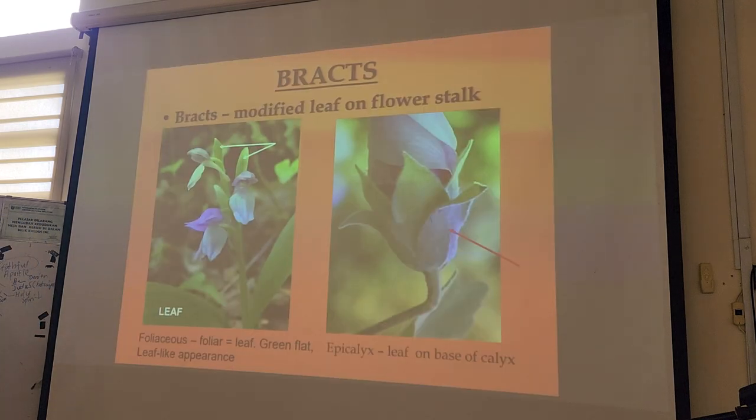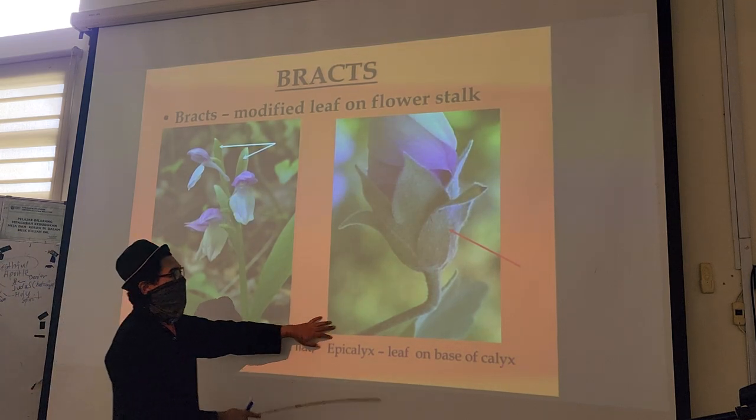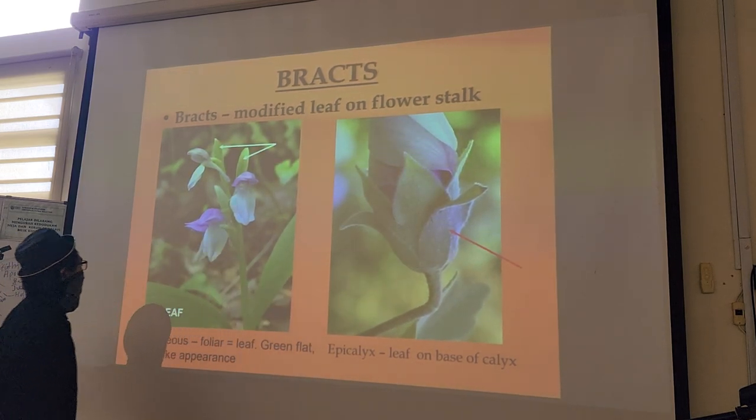Right, okay. Next, bracts. So these are the bracts. I talked about this before. This is the modified leaf. It can be colorful. It can be green. Pretty much the function is either to attract pollinators or to protect the flower structure, like in the case of epicalyx.